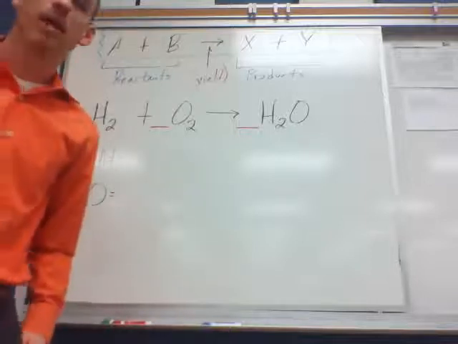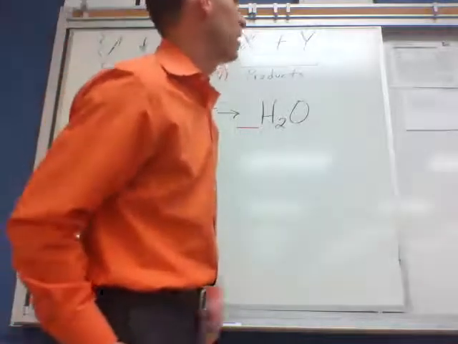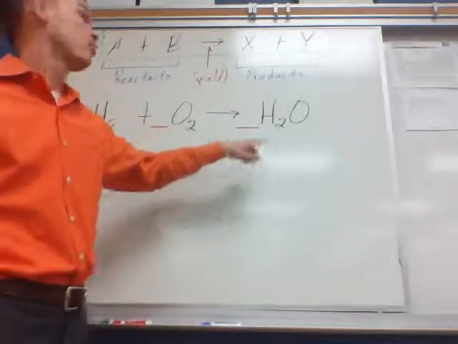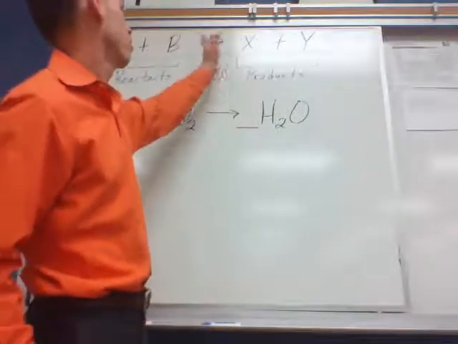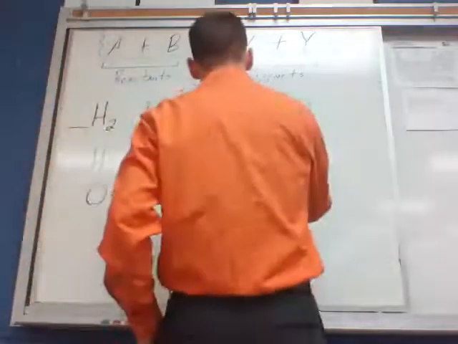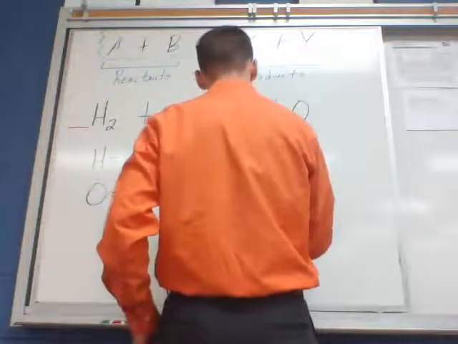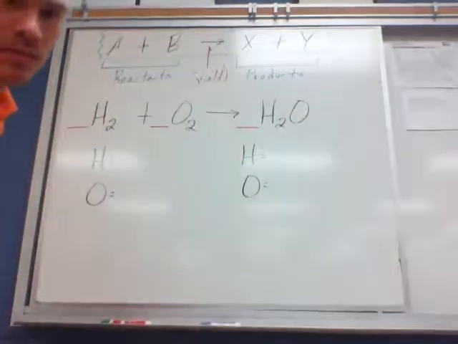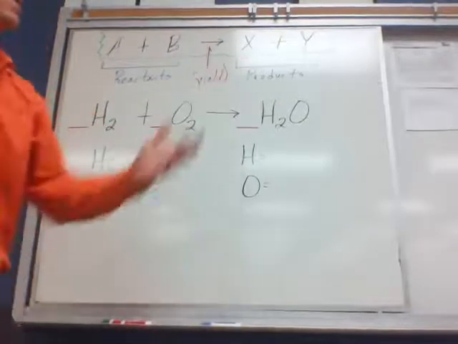Let's go to step 2. That was easy. Step 2 says duplicate that list beneath the products. Now, the products are everything to the right of the yield side. It says duplicate that list. H's and O's. Hey, we're technically halfway through the process.